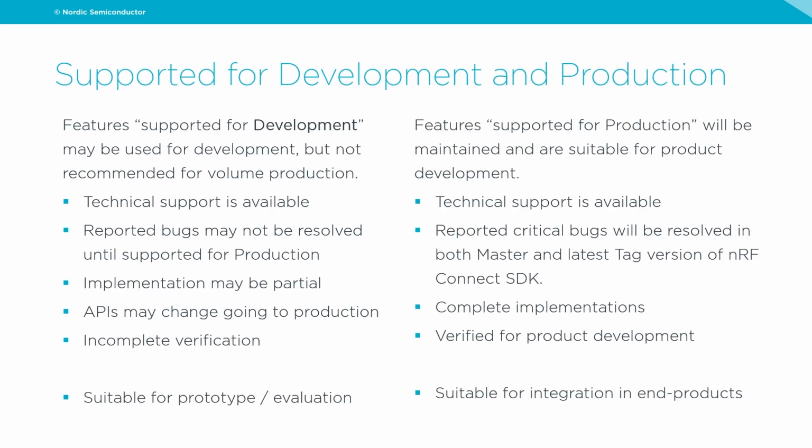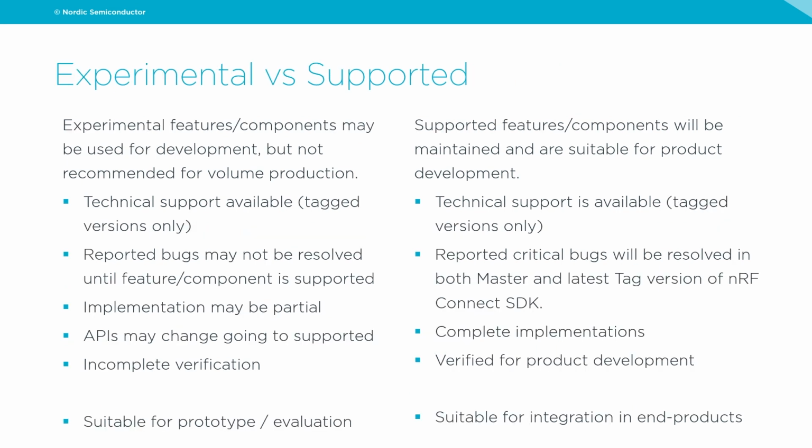Okay, so in the NRF Connect SDK documentation, we used to say supported for development and supported for production. Now we have moved over to experimental versus supported instead. So just a quick run through on what that means. So experimental features and components can be used for development, but it's not recommended for volume production. So the technical support is available, at least for the tagged versions. So for example, version 1.8.